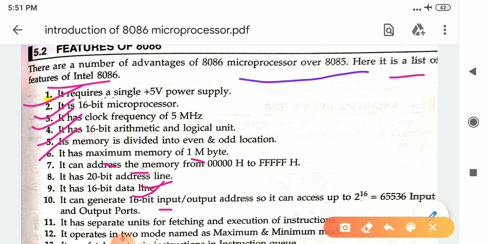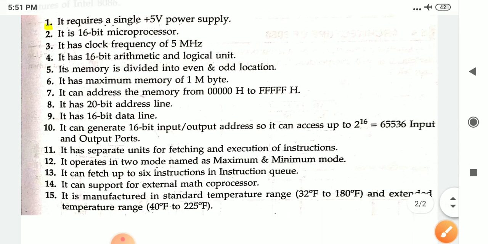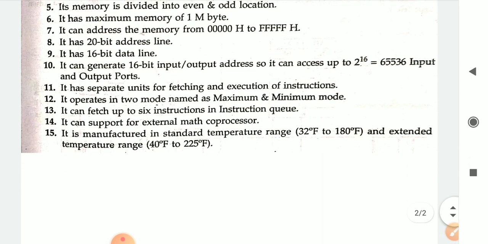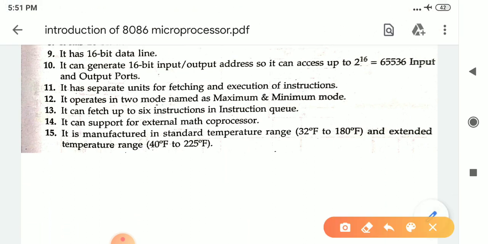So it can access up to 2 to the power 16, that is 65,536 input and output ports. It has separate units for fetching and execution of instructions. It is noted that it has separate units for the fetching and execution of the instructions.